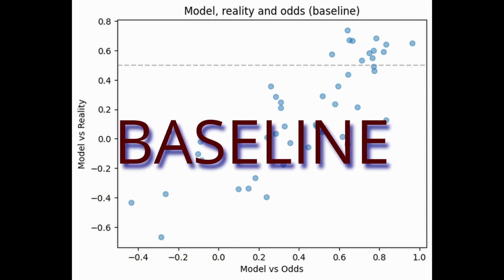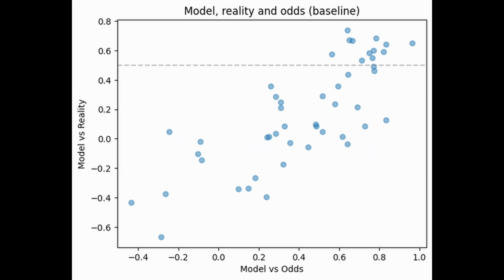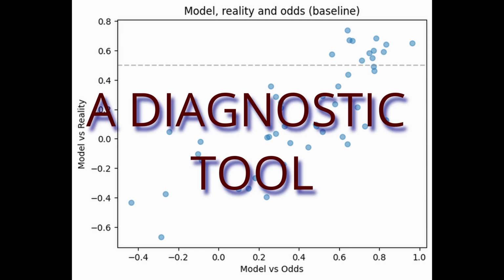Third, this is clearly a baseline, not a finished system. There is no strong evidence yet that it systematically outperforms the information already baked into the odds. Instead, it behaves more like a diagnostic tool. It helps to identify races where the structure is clear and the current features are enough to describe what happens.